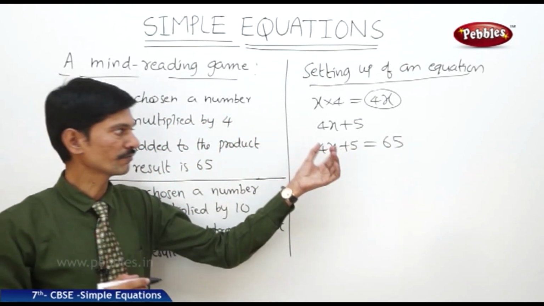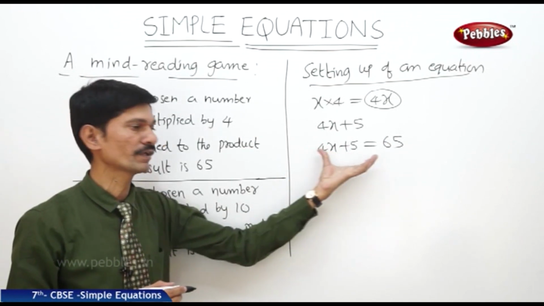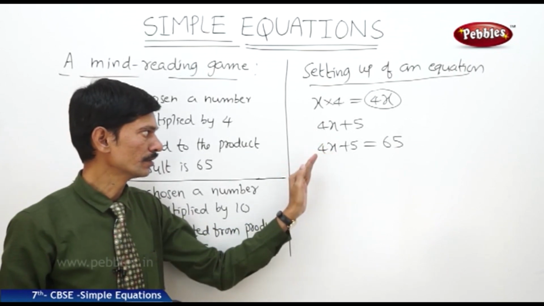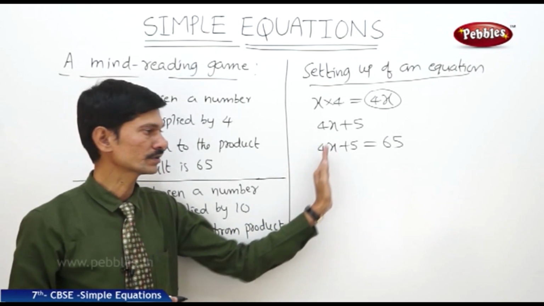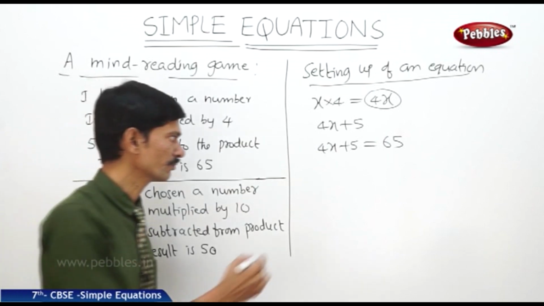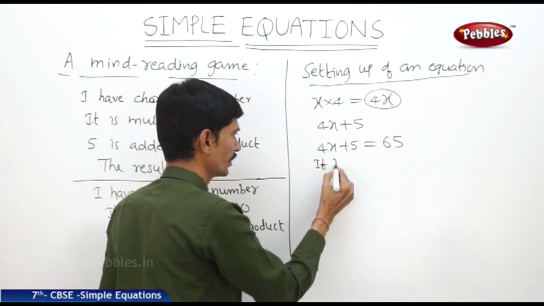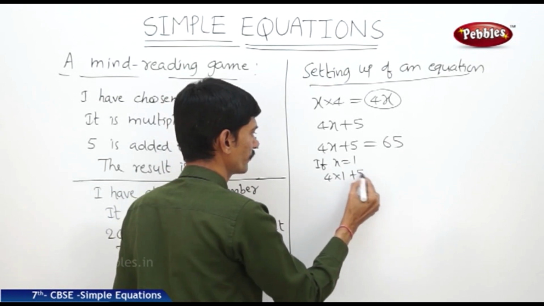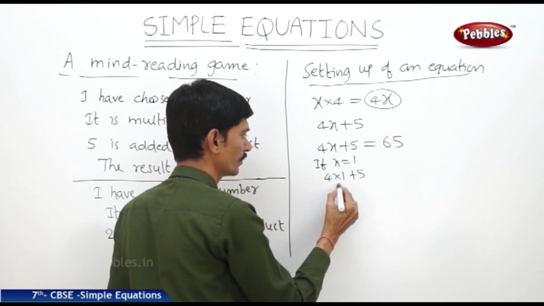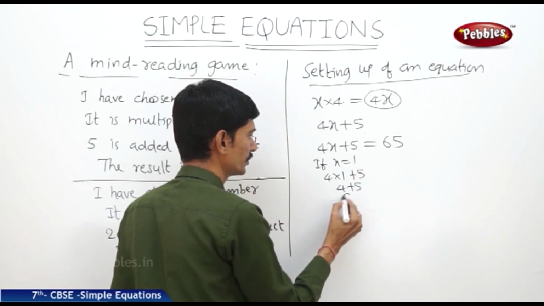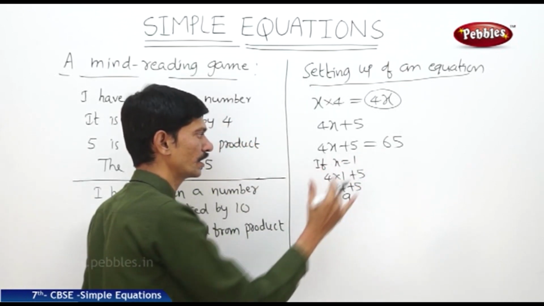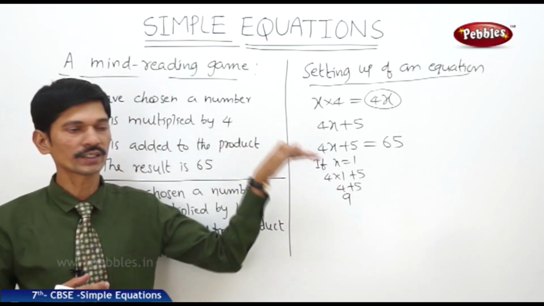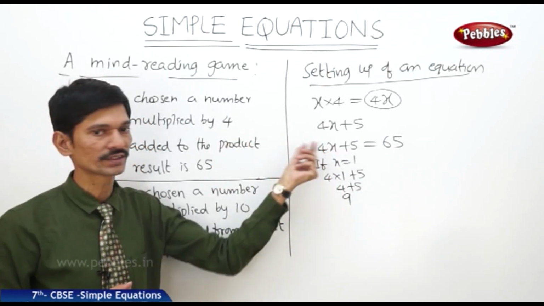Now by substituting the different values of x in the equation, we should check whether both LHS and RHS are equal. For example, if x equals 1, then we get 4 into 1 plus 5. So that equals 4 ones are 4 plus 5. So that is 9. So here we do not get LHS and RHS equal. So by the substituting method, we can find the value of the unknown number x here.